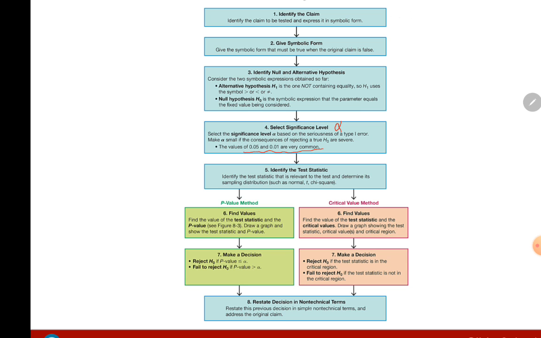The last step, after we get the technical conclusion, something like reject the null or fail to reject the null, is that we always need to give the non-technical conclusion, because the non-technical conclusion helps people without any statistics background still understand our result.